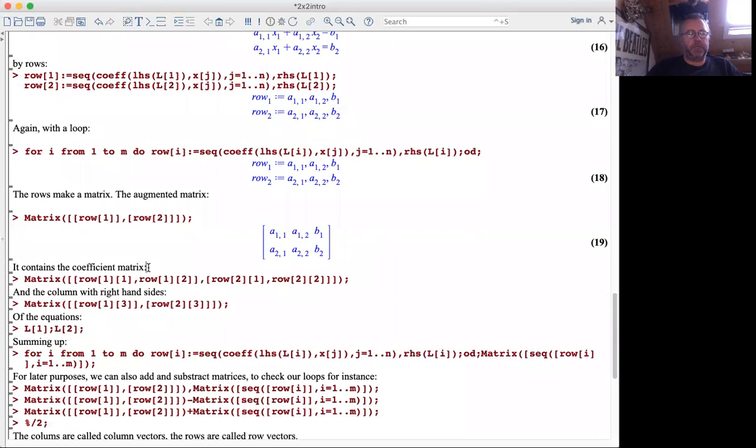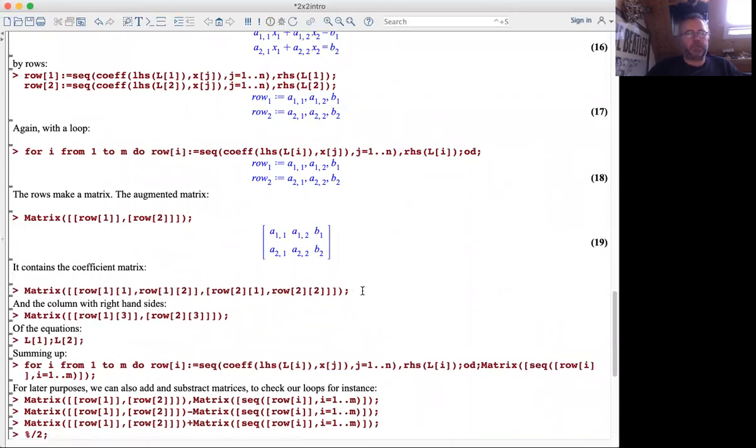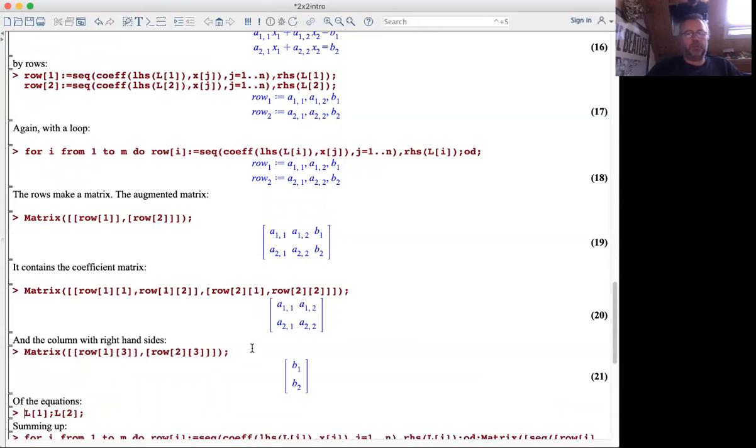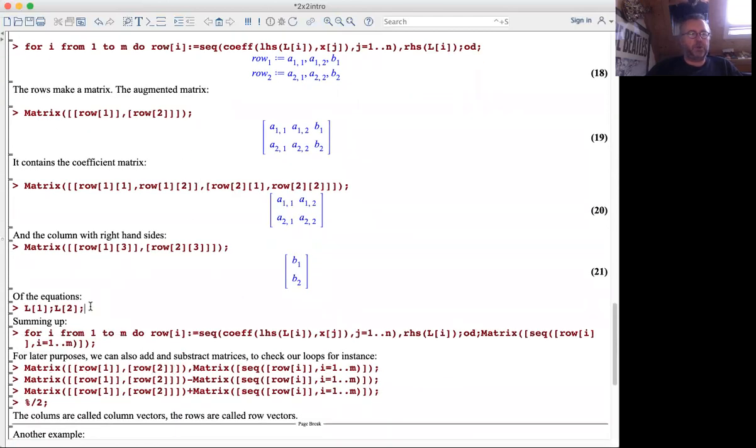Okay? And from the augmented matrix you can extract the coefficient matrix. You just take the two rows, but only take the first and the second. Yeah, the entries of a matrix have two indices. Okay, and you can extract also the B's, as these do. Yeah, so the augmented matrix consists of the coefficient matrix and the vector of the given right-hand side. Okay, all this is of the equations L1 and L2.